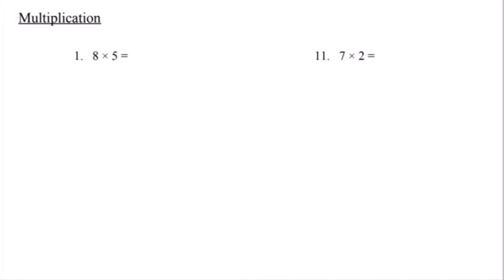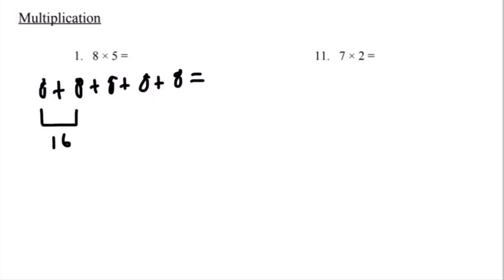Let's test it out. 8 plus 8 plus 8 plus 8 plus 8 should equal: 8 plus 8 equals 16. 16 plus 8 equals 24. 24 plus 8 equals 32. And 32 plus 8 should equal 40. Therefore, 8 times 5, or 8 plus 8 plus 8 plus 8 plus 8, equals 40.